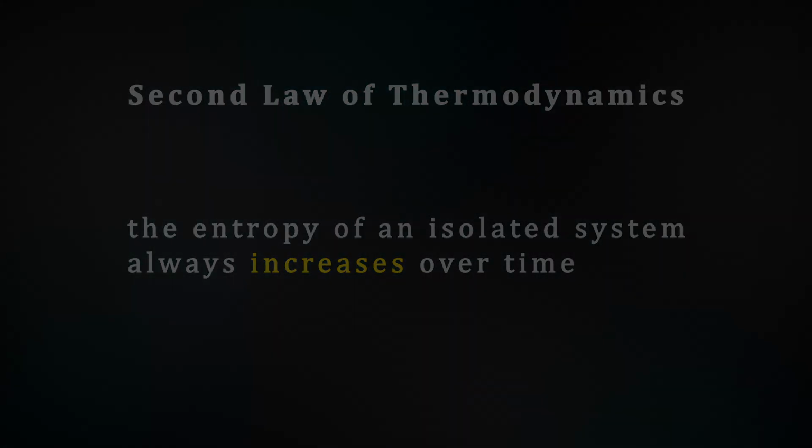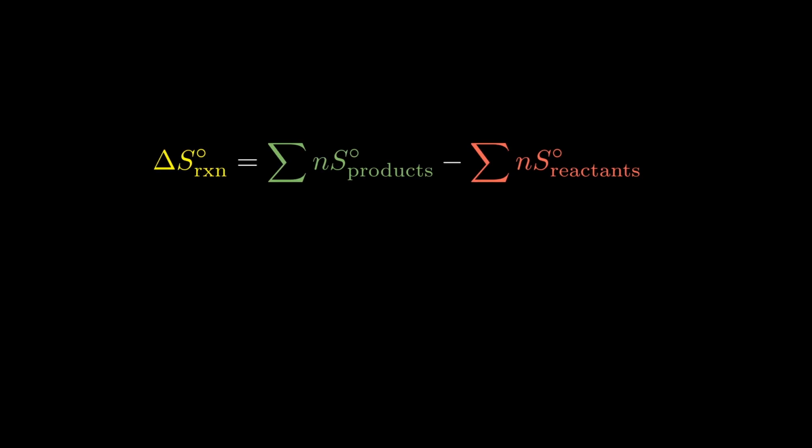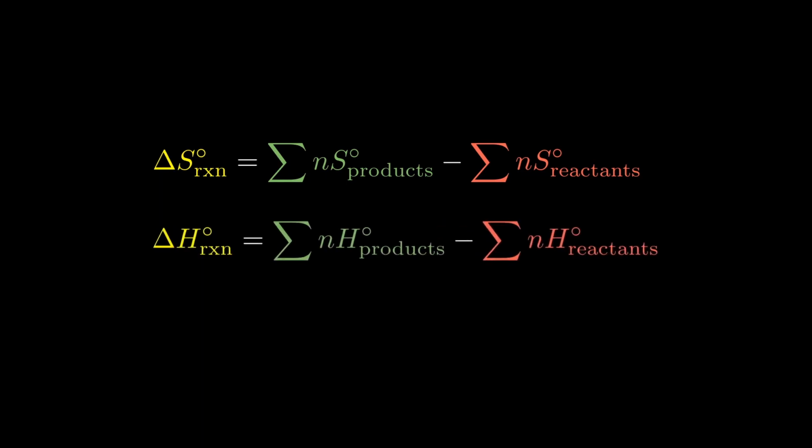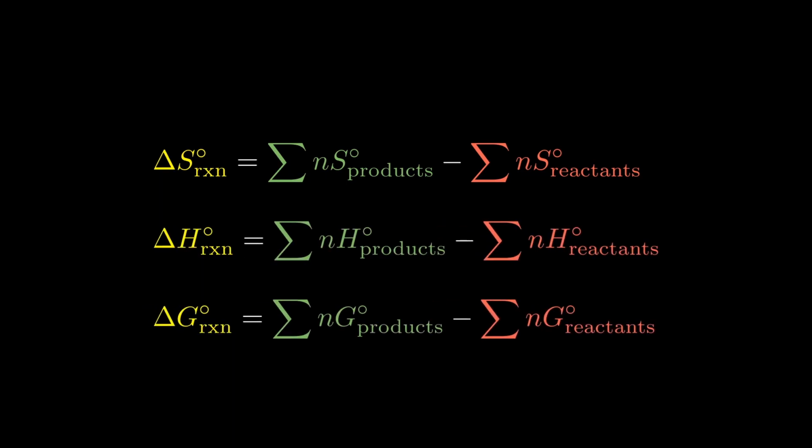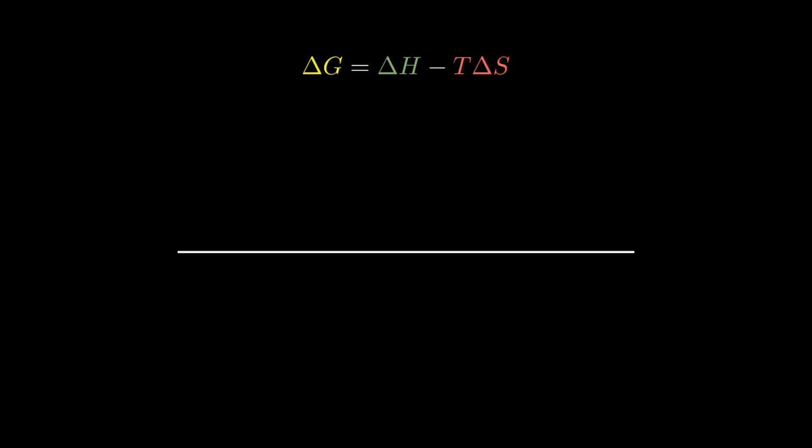For any reaction, the change in enthalpy, the change in entropy, and the change in Gibbs free energy all follow the same pattern. You take the sum of the values for the products minus the sum of the values for the reactants. These three ideas connect through the key relationship. Gibbs free energy equals enthalpy minus temperature times entropy. This lets us predict spontaneity.